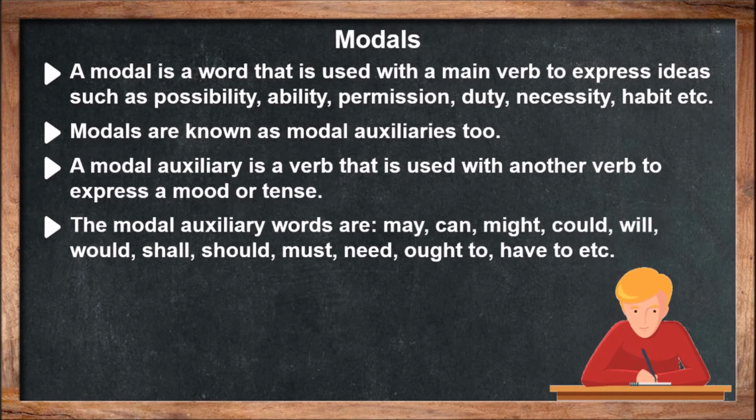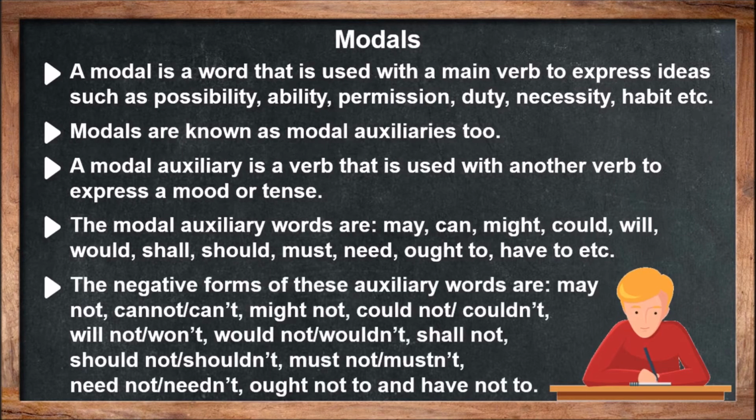The modal auxiliary words are may, can, might, could, will, would, shall, should, must, need, ought to, have to, etc. The negative forms of these auxiliary words are may not, cannot or can't, might not, could not or couldn't, will not or won't, would not or wouldn't, shall not, should not or shouldn't, must not or mustn't, need not or needn't, ought not to and have not to.